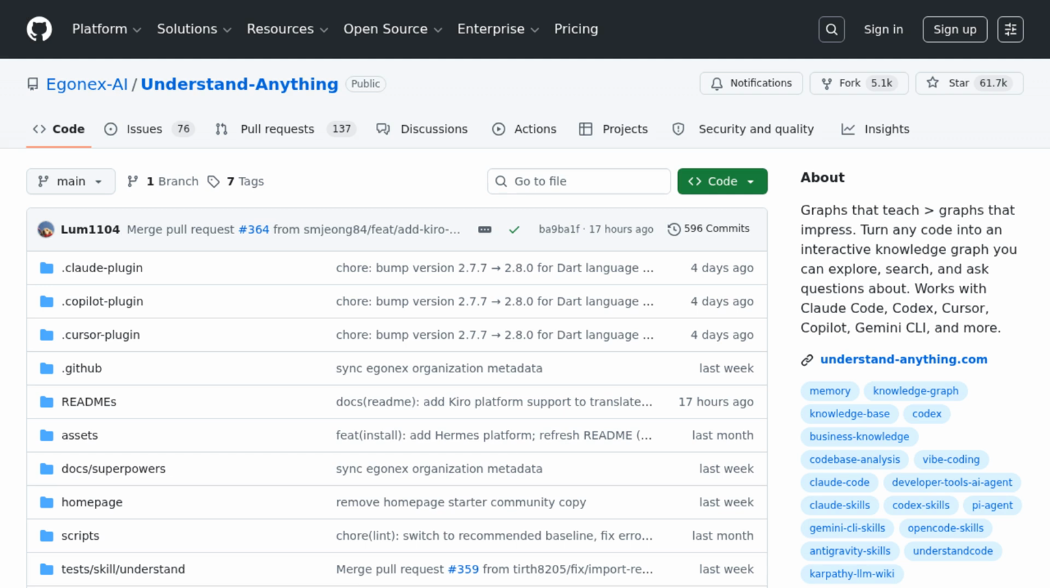The project is called Understand Anything from the organization Egonex-AI. It transforms any codebase, documentation, or knowledge base into an interactive knowledge graph. This lets developers visually explore, search, and even ask questions about complex systems, and its popularity? It's undeniable. The project has already rocketed past 61,000 stars, with over 1,100 of those added in just the last 24 hours. It's also been forked more than 5,000 times.